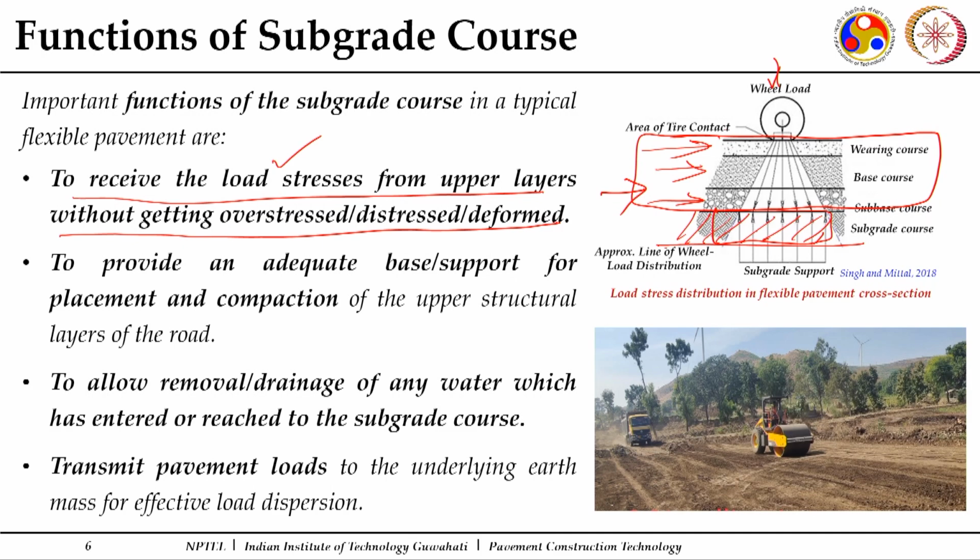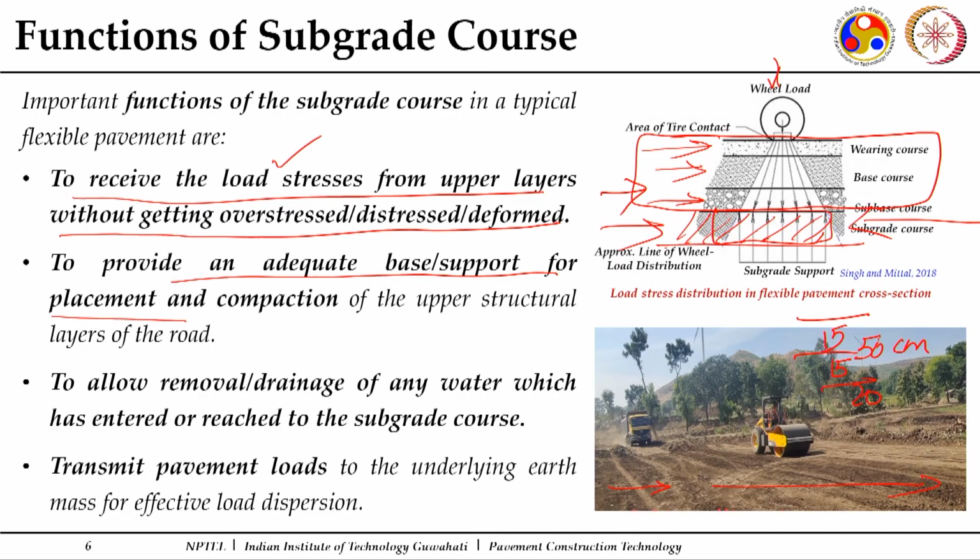Why does it have to bear? Because this is our foundation, providing adequate base support for placement of all the layers above. It is very important when I am constructing the first layer, the subgrade. The thickness of the subgrade may be, say, 50 centimeters. So, I can construct, say, 20 centimeters followed by 2 layers on top: 20 centimeters, 15 centimeters and 15 centimeters, 3 layers I have constructed.